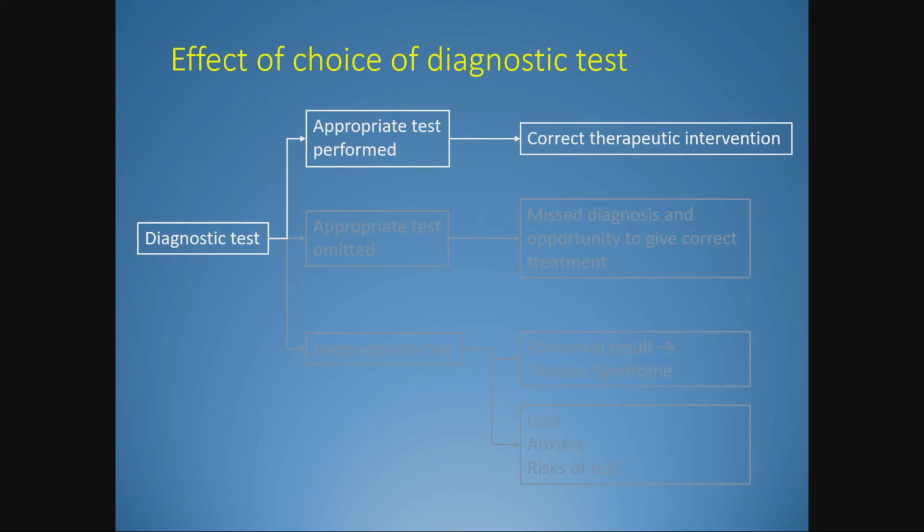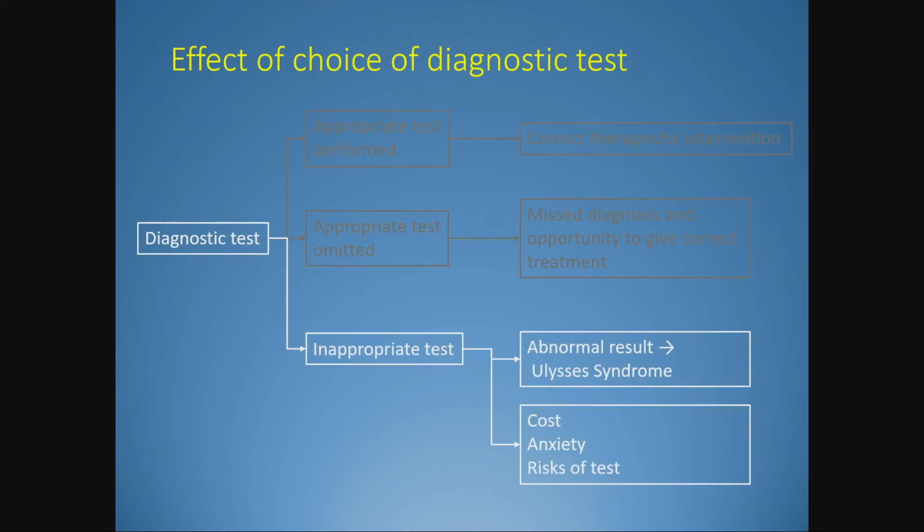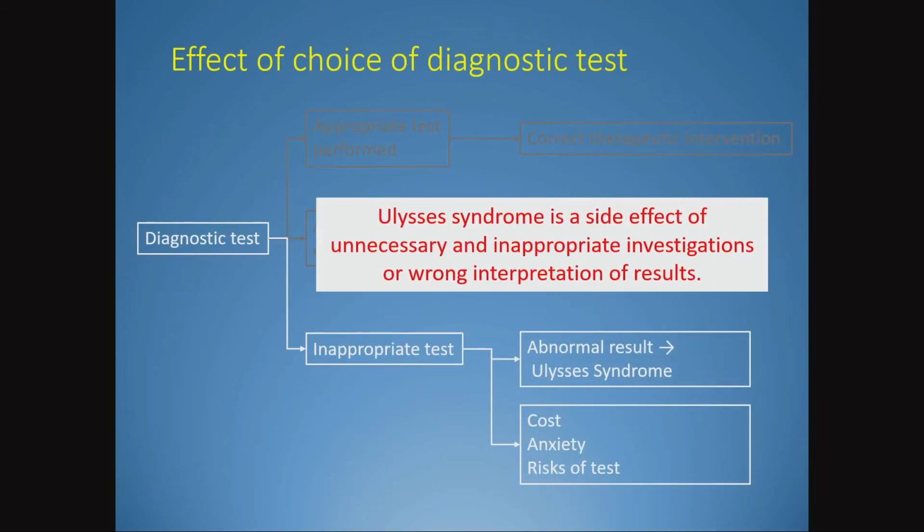So there are several options we can go down. We can add on an appropriate test and we get the right answer. We can miss out an appropriate test and we've got a lost opportunity for making a diagnosis. Or we can have an inappropriate test leading to an abnormal result and producing this dreadful thing called Ulysses syndrome, where you start chasing a wild goose chase looking for something that isn't there because you've had a false positive or a false negative result. No one's quantified how often Ulysses syndrome occurs, but I suspect in this ever so litigious world that we live in that it happens quite a lot. I just hope it doesn't happen to me one day.